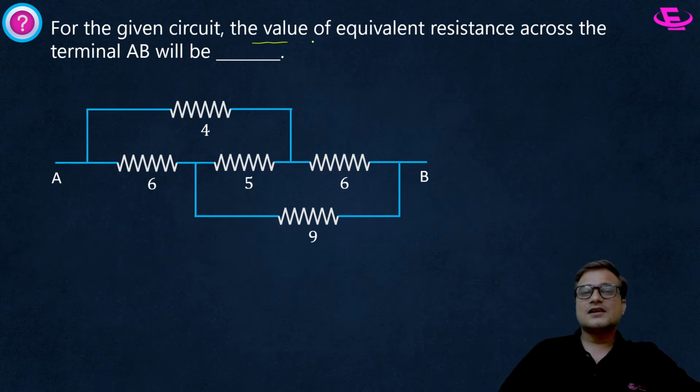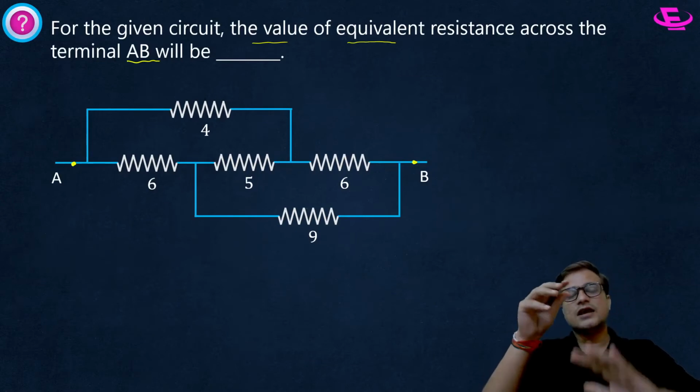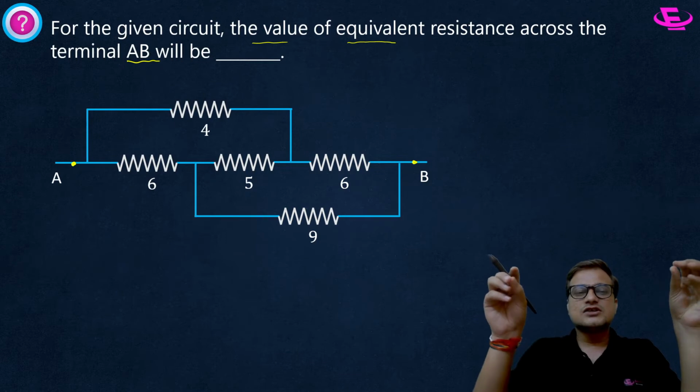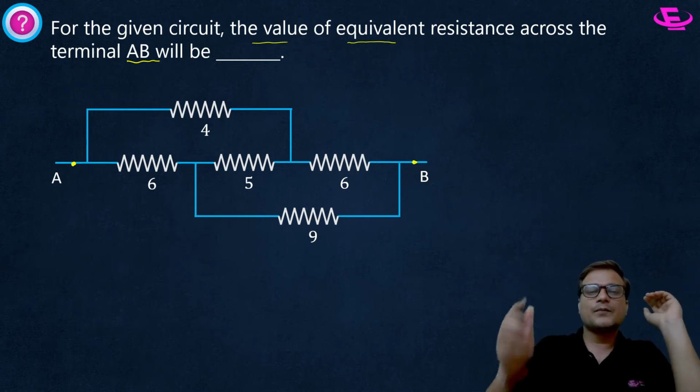For the given circuit, the value of equivalent resistance across the terminal AB will be. This is terminal A, this is terminal B. You have to find equivalent resistance. So let us see how to find. I am giving you the tricks, techniques to solve these types of circuit.